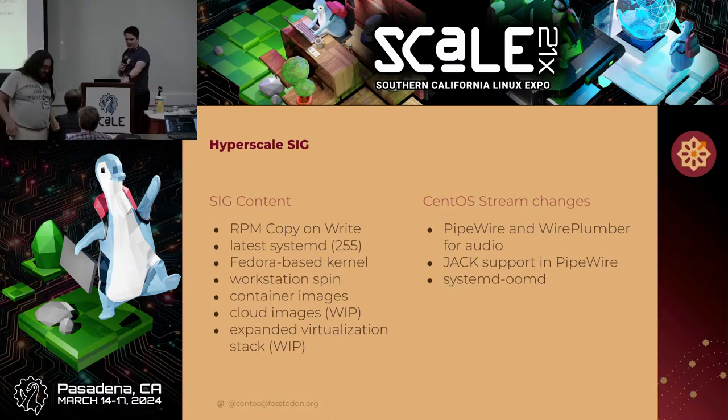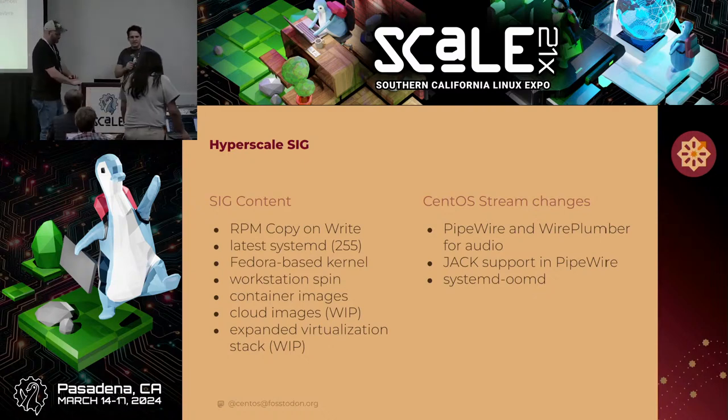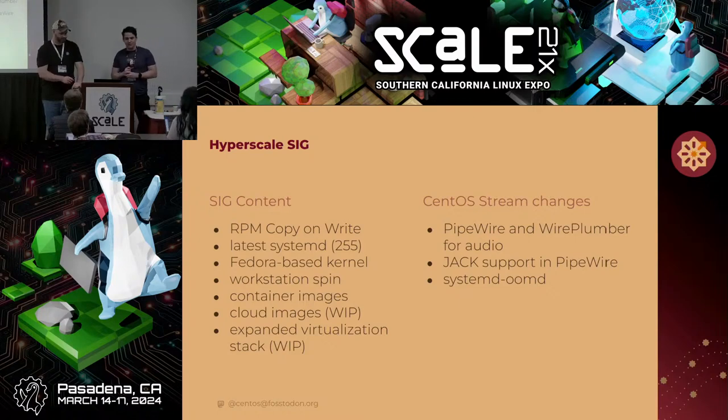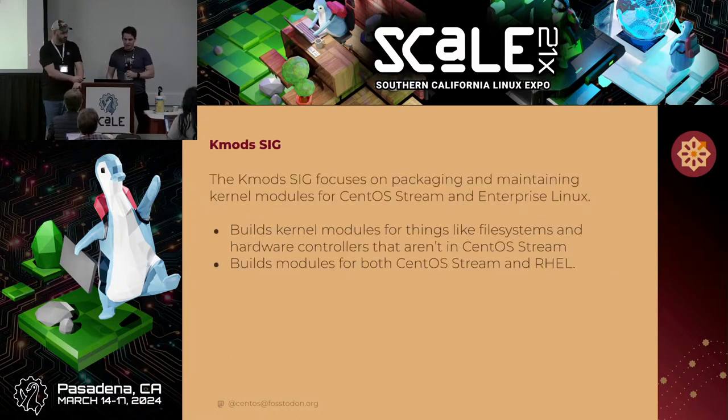I love talking about the hyperscale SIG because it's basically entirely non-Red Hat, right? Yes. Well, there's one person. That's okay. But they're just like, okay, we could take CentOS Stream as a base and make something else that we want, because sometimes there's stuff that maybe we don't want to put in CentOS Stream, but you could make a very different system in the hyperscale SIG. And then sometimes some of those things do end up in CentOS Stream, which is nice.